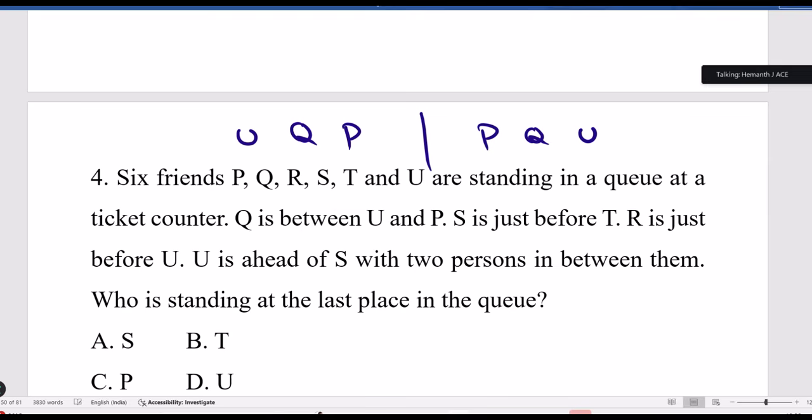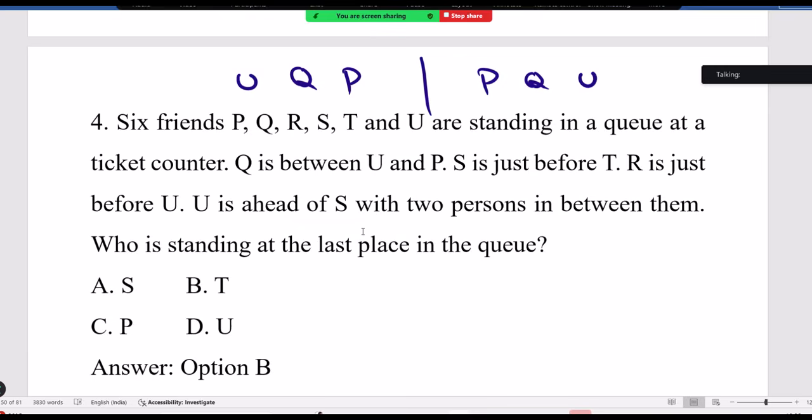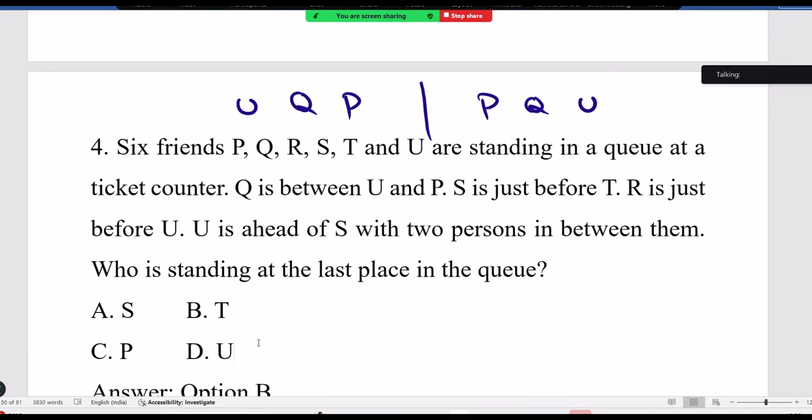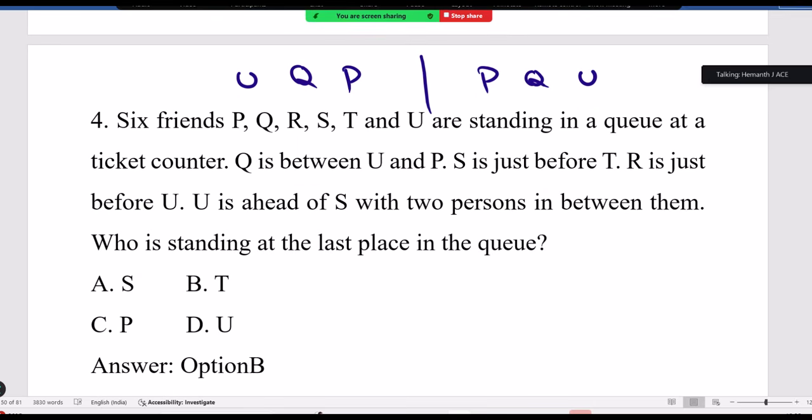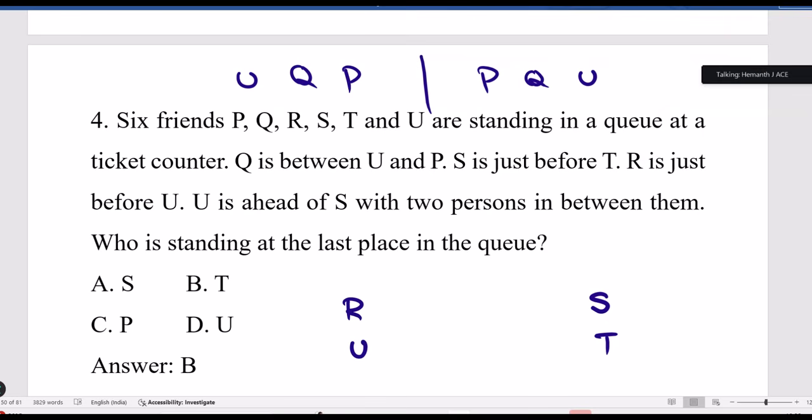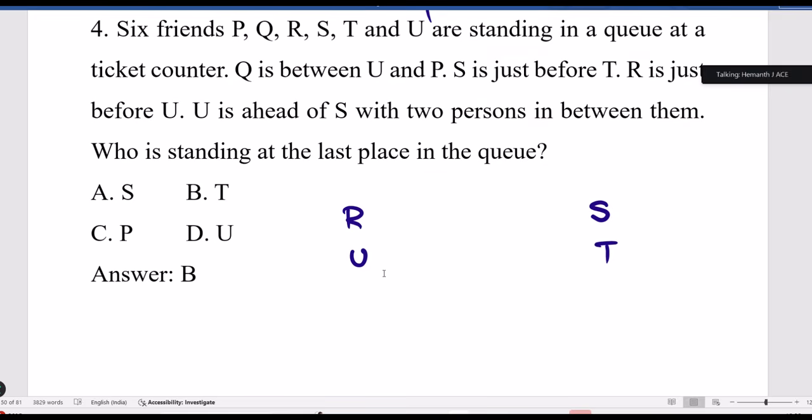S is just before T. Your option is B, but we'll check whether this is correct or not. Maybe sometimes the key will be wrong. Don't rely on that exactly. S is just before T. R is just before U. U is ahead of S with two persons between them.